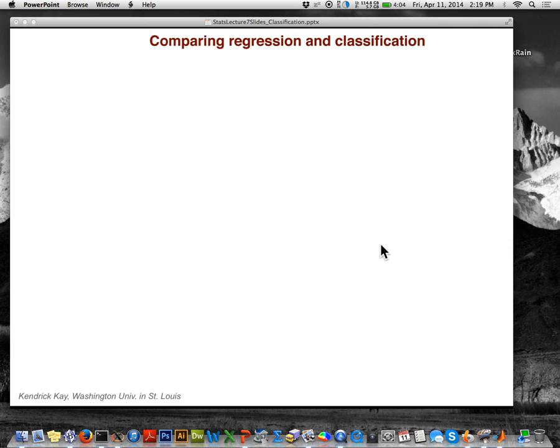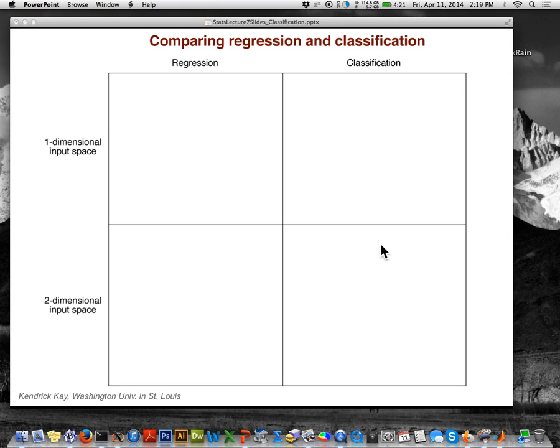Here are some examples, and I've put it in the context of a direct comparison against regression, which we're more familiar with. So we have a little 2x2 design here, and this column will have some regression cases, which should look familiar. We'll have some classification cases over here, and what we're modulating here is essentially how many regressors we're using in the model. In this case, we're going to use one. In this case, we're going to use two.